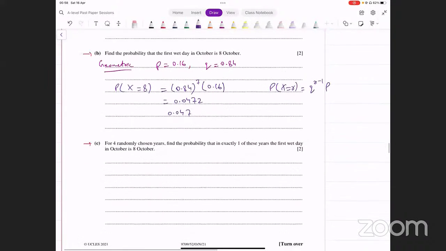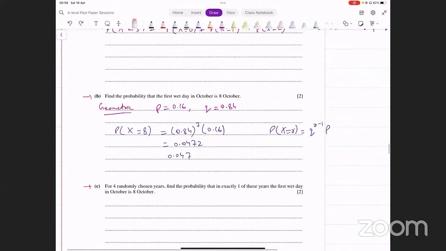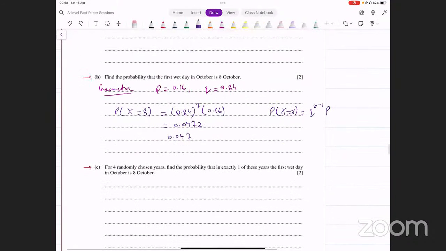Let's move on. Now it says for 4 randomly chosen years, find the probability that in exactly one of these years, the first wet day in October is 8th October. Okay, now that's a bit tricky because we've got one distribution inside another distribution. अब ये कौन सी distribution है? इसने कहा for 4 randomly chosen years. 4 years choose किए हैं. Find the probability in exactly one of those years, the first wet day is October.